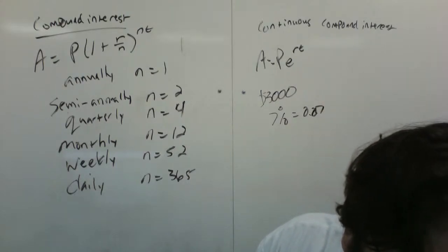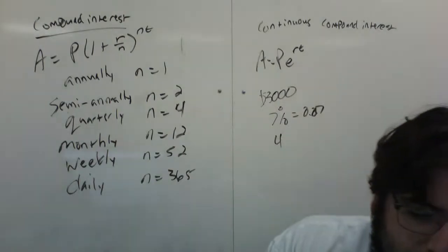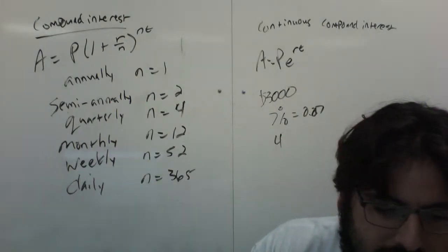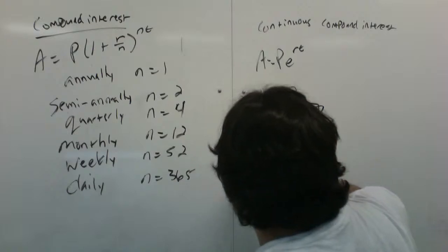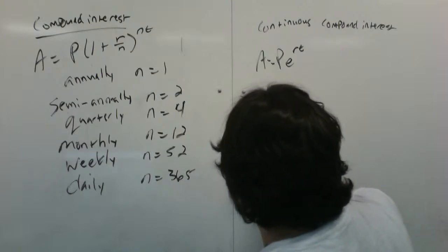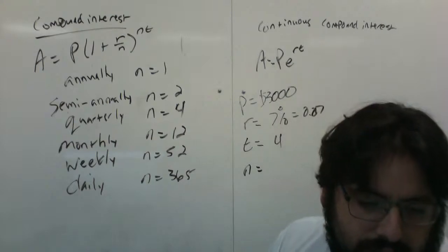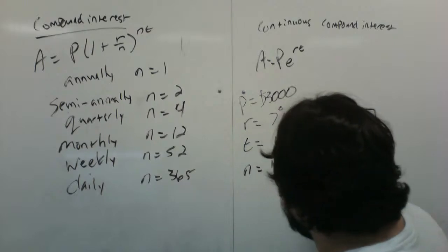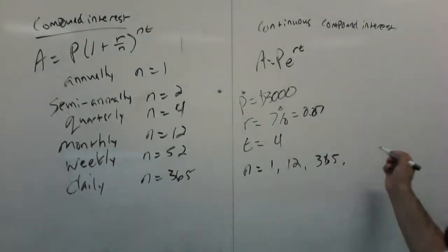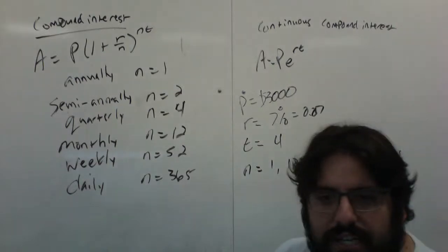When you graduate college after 4 years, so already we're given a value of time, 4. How much money will be in the account if the interest accrues either annually, monthly, daily, or continuously? So I have an initial amount, I have my R, I have my T, my N. We'll have to compute the formula 4 different times: once for annual, again for monthly, daily, and then continuous. And for the last one, we'll use the continuous formula.